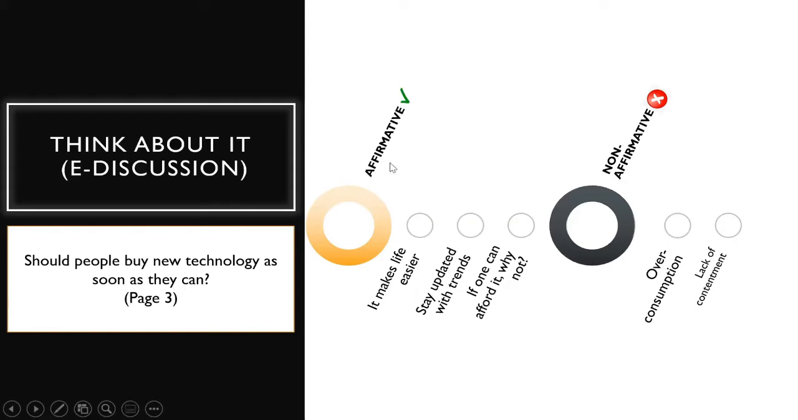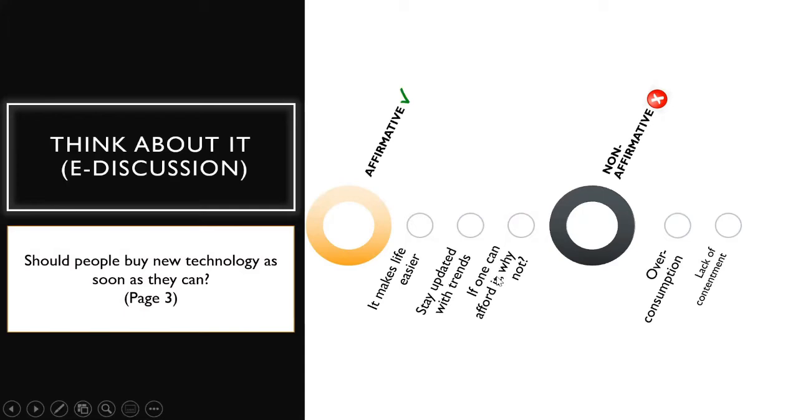On one hand, we say affirmative. People should buy new technology as soon as they can. Why? Why should people buy new technology? It makes life easier. You can complete tasks in a short time, and it's easier to do your work. You stay updated with trends. You know what is happening around you. You can download the latest applications, the latest information, the latest songs, watch the latest movies, so you are updated.